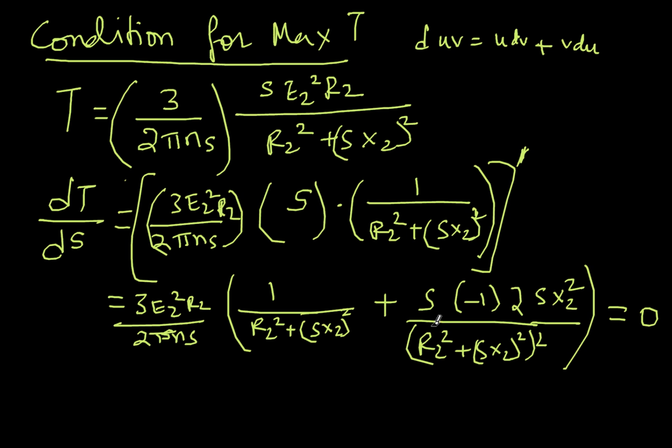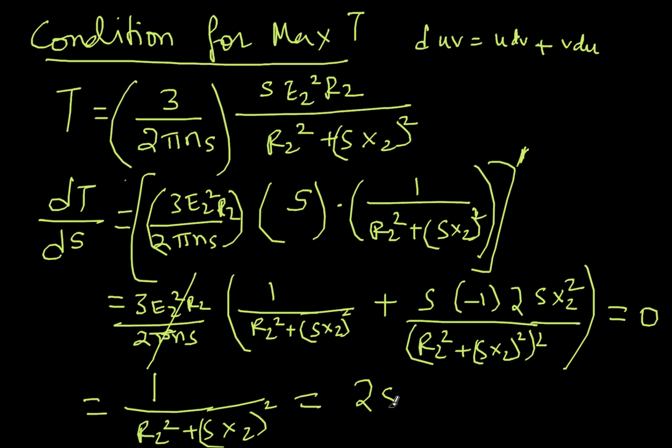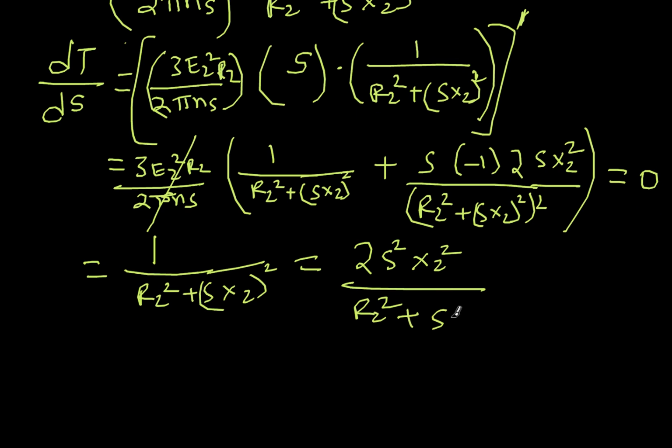Something multiplied by something equal to 0. Since this is a constant, I can simply ignore this term. And since this minus is there, let me simplify. I take it to the other side, and keep this term here, R2 square plus Sx2 square. This minus will multiply with this plus and become minus, and then it goes to the other side, so again it becomes plus. So I have 2s square x2 square divided by R2 square plus Sx2 whole square.